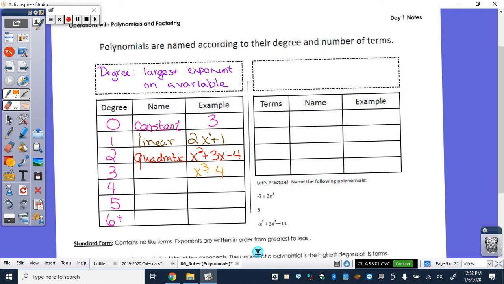So a third degree, an example would be x cubed minus 4. The largest exponent is a 3, so that's why it's third degree. We call that one a cubic. Third degree polynomials are cubics.